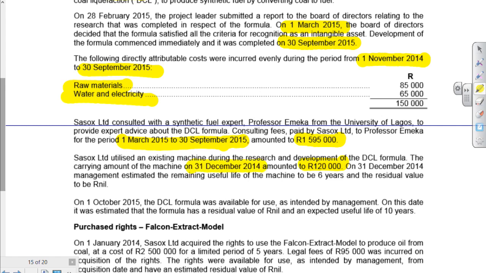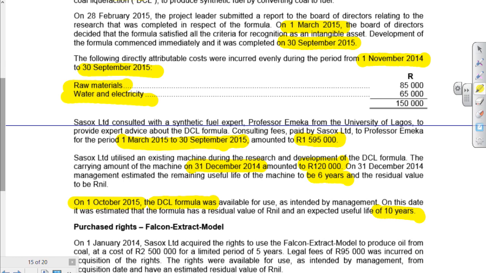The existing machine during the research and development: the carrying amount of the machine was 120 at 1 December 14, and the useful life at that date was 6 years, and residual value was 0. At 1 October 15, it was ready for use, and it has a life of 10 years. The formula was ready for use, but that matches that date over there. So that's the information. It's not massive, like the one we've just seen.